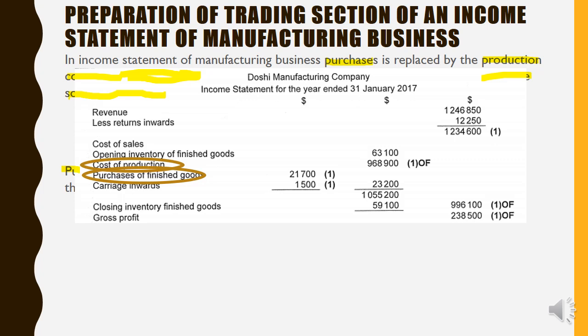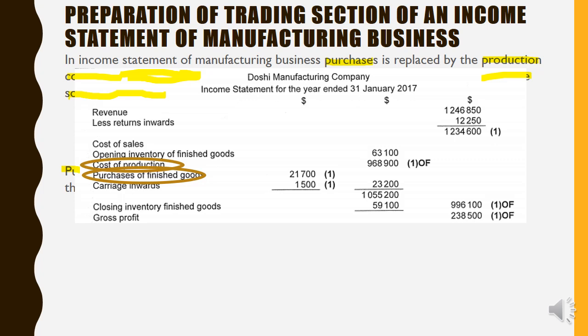So since this question has carriage inward, the total purchases of finished goods and carriage inward will be added on to the cost of production. Then the others are all as usual. Okay, this is how we present the income statement for a manufacturing account with cost of production and also purchases.